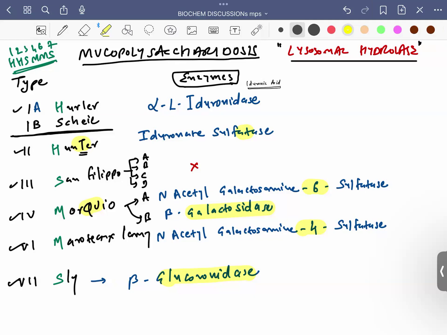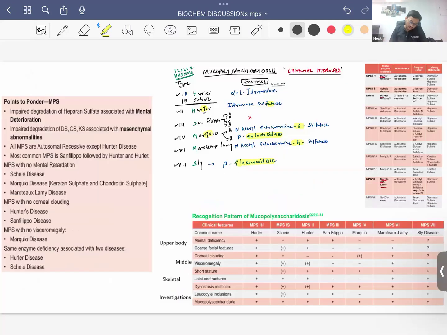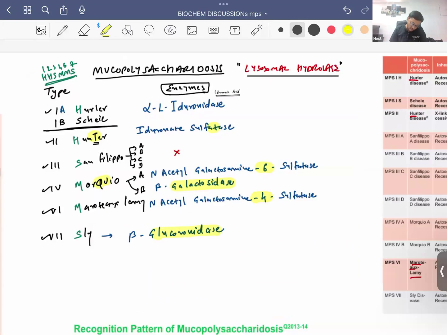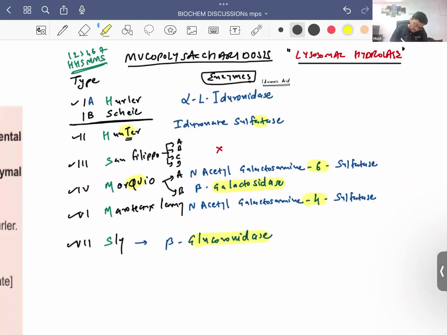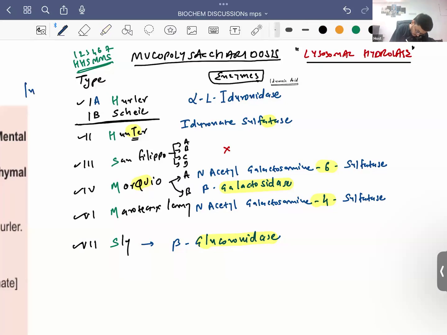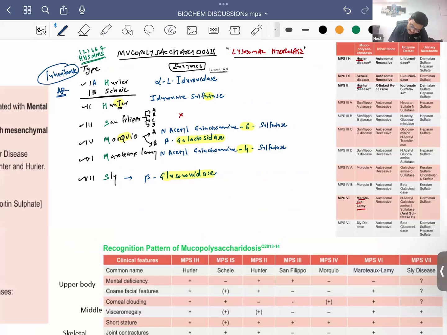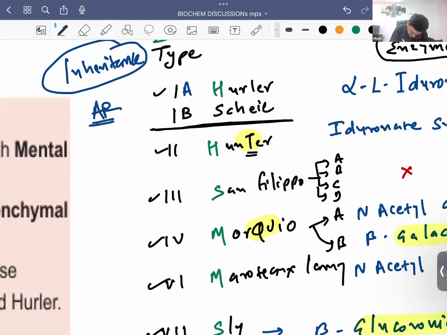So if you remember these things, most of what you had to mug up is clear. These are the types of mucopolysaccharidosis, and these are the enzymes which are defective and have caused this kind of condition. One more thing that we need to remember is the inheritance. All these conditions are autosomal recessive, except for one condition, which is MPS type 2 or Hunter syndrome, which is X-linked.